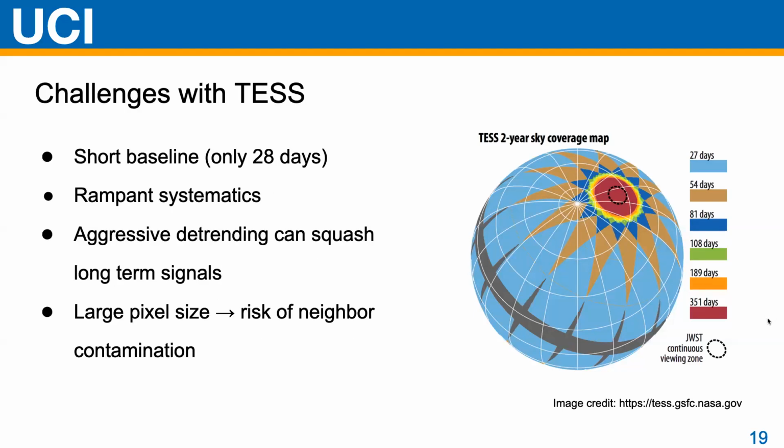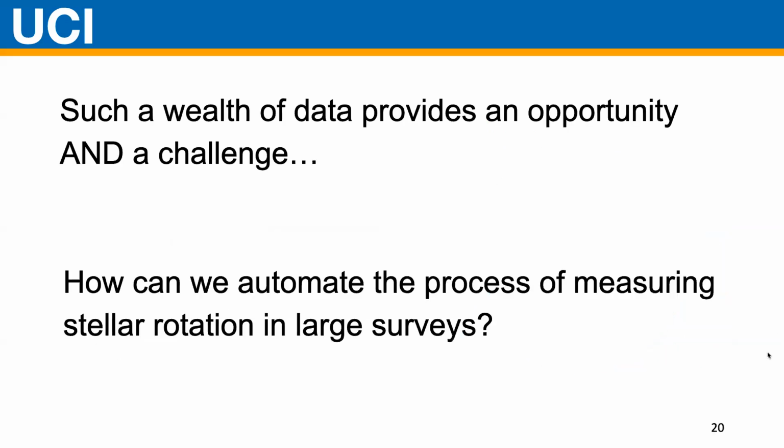But with this awesome new data set comes a number of new challenges. That short baseline I mentioned of only having 28 days looking at one part of the sky makes certain things really hard, especially when you're looking for slow rotators. There's also a lot of systematics to deal with, and the pipeline products are really optimized for finding planetary transits. Stellar rotation is kind of a secondary thing that people have figured out how to do with TESS. And so because of that, the detrending used in a lot of the pipeline products can squash out your longer-term signals. And TESS has pretty large pixels, which means you're always running a risk of being contaminated by neighbors, and you really have to keep an eye out for that.